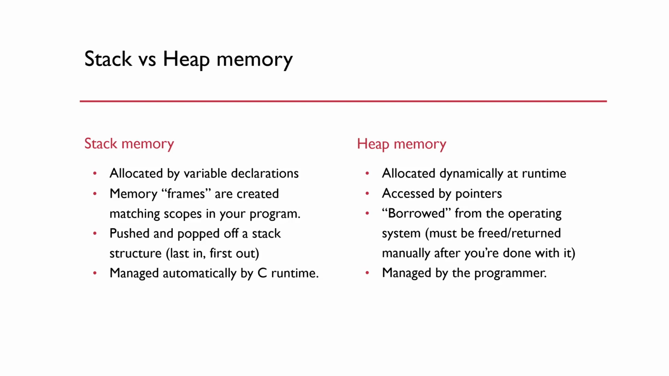Heap memory is the alternative to stack memory. Heap memory is allocated dynamically at runtime. You have to ask your operating system for it. It's accessed exclusively by pointers to it, as opposed to the implicit references with named variables on the stack. And you have to borrow it from the operating system, which means when you're done with it, you have to give it back. And it's managed by the programmer in their code as opposed to automatically.